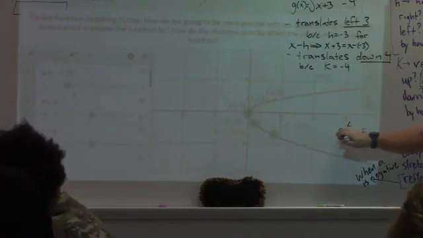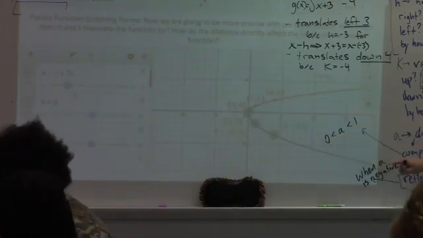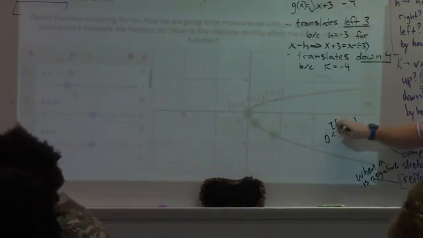When does it compress? When A is between what values? 0 and 1. If A is between 0 and 1, it compresses.